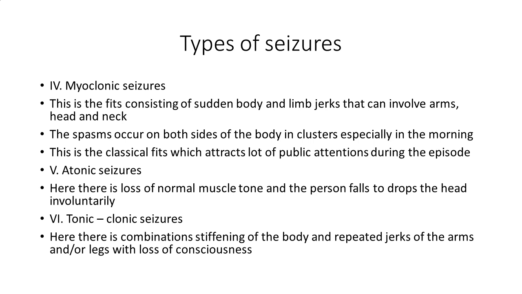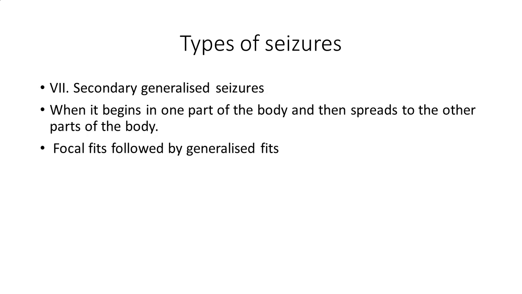And there are tonic-clonic seizures. Here is a combination of stiffening of the body and repeated jerks of the arms or legs with loss of consciousness. And the seventh type is secondary generalized seizure. It begins in one part of the body and then spreads to other parts of the body. Focal fits followed by a generalized fit. Normally, a generalized fit occurs throughout the body from the beginning. Whereas if it goes from a focal fit into a generalized fit, it is called secondary generalized seizure.